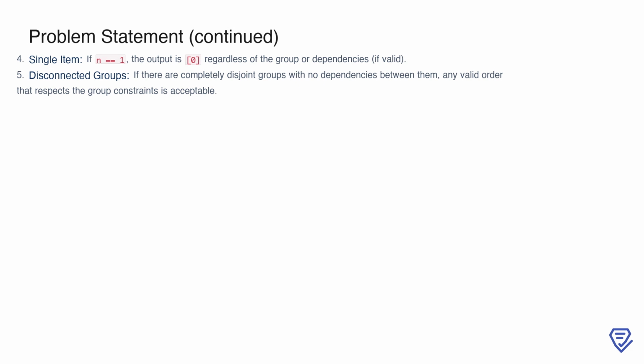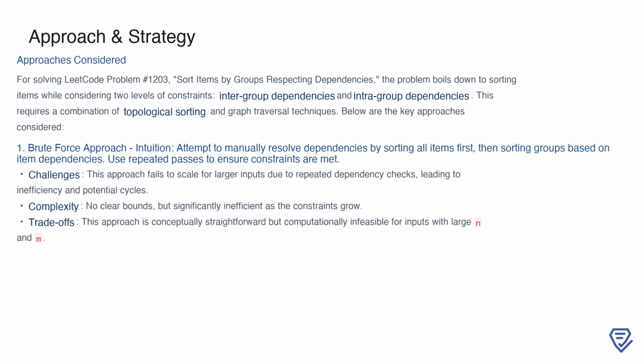These edge cases highlight the importance of designing a robust solution that accounts for the full range of input possibilities while ensuring correctness and efficiency. To tackle problem number 1203, we need to address 2 levels of constraints: intergroup dependencies, which define how groups depend on each other, and intragroup dependencies, which are the relationships between items within the same group. This makes it clear that we need to use topological sorting combined with graph traversal techniques.